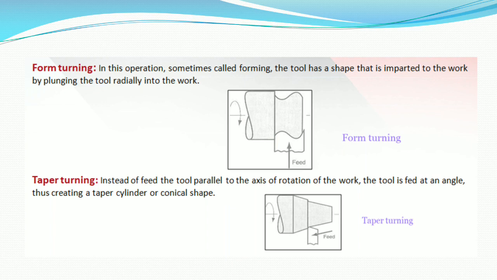Next one, taper turning. Instead of feeding the tool parallel to the axis of rotation of the work, the tool is fed at an angle, thus creating a tapered cylinder or conical shape. And there is a figure of taper turning.